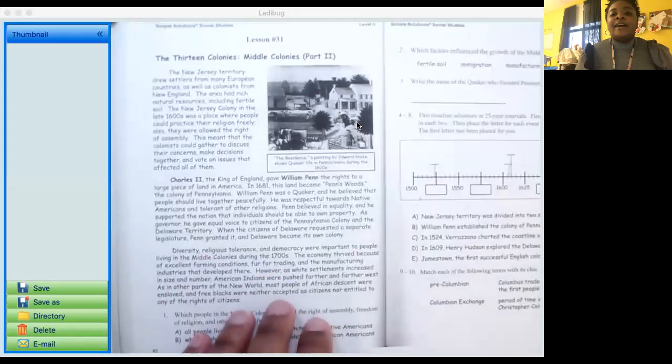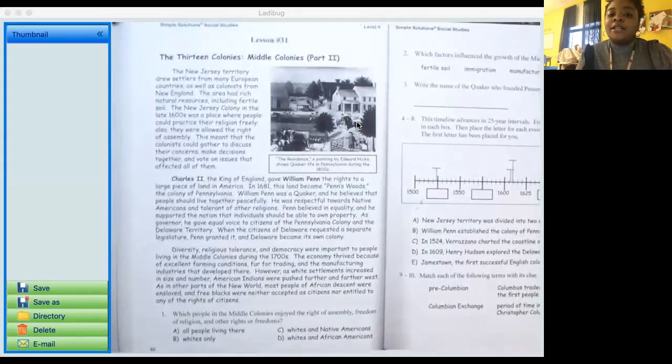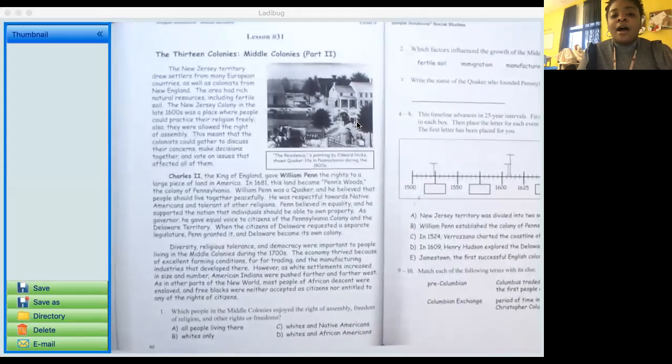Hey guys, all right, so here is Simple Solutions 31. We're going to continue our conversation about the Middle Colonies. So this is Middle Colonies Part 2, so let's hop right into it.